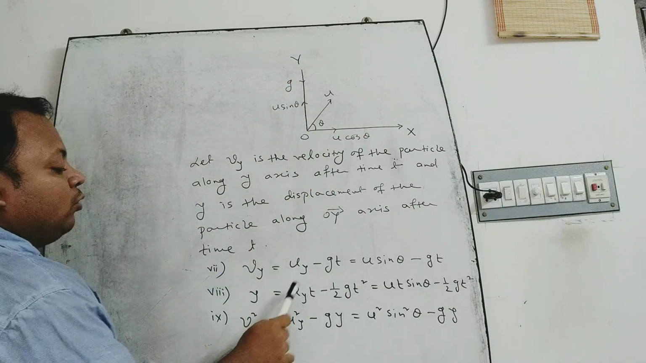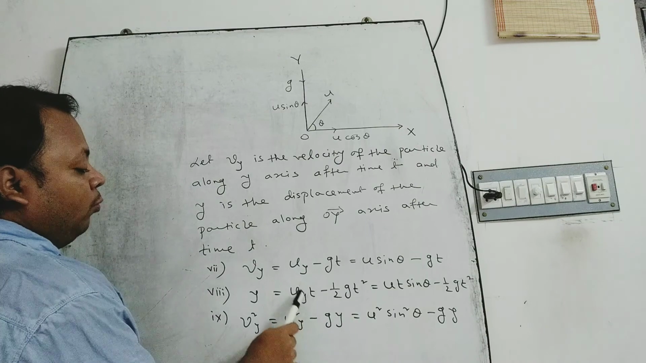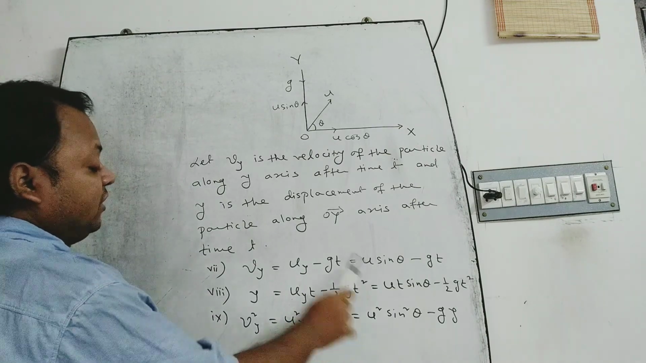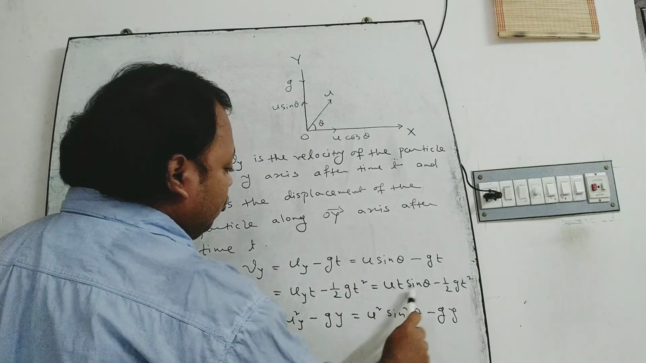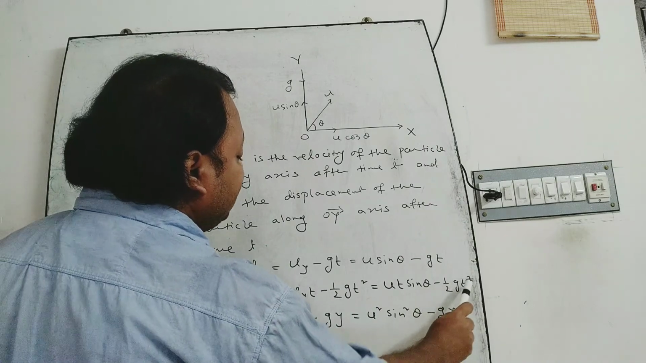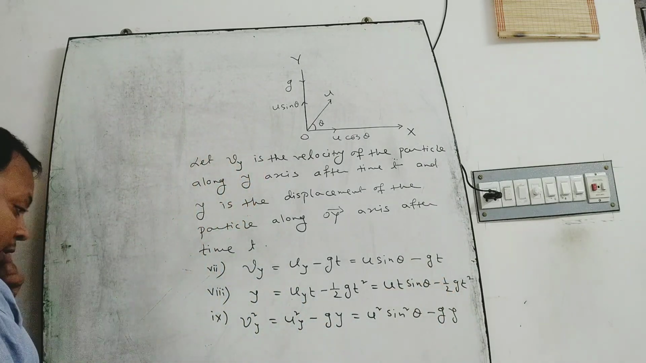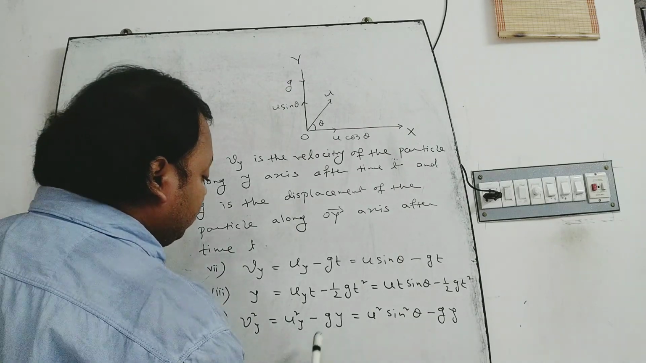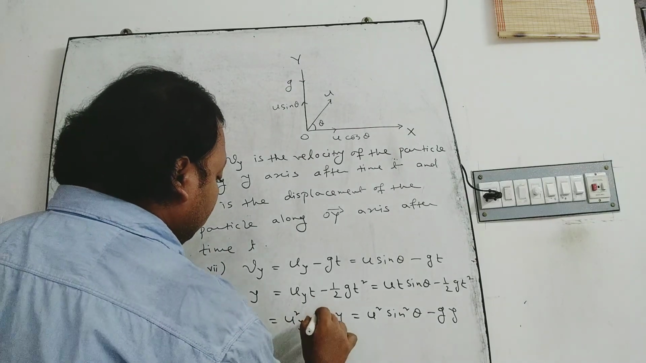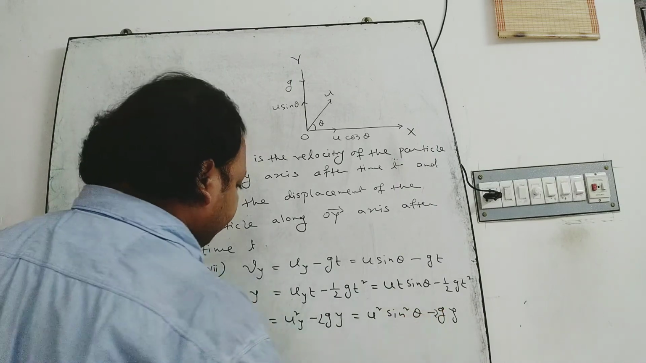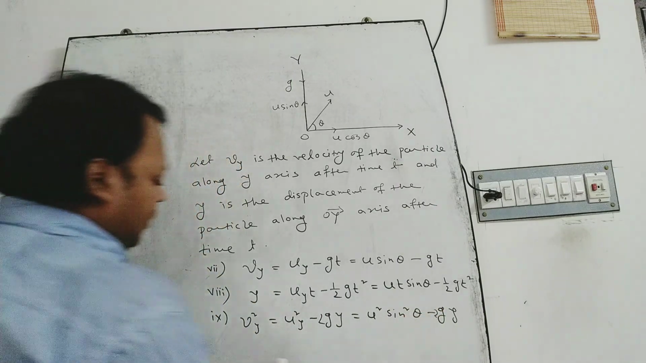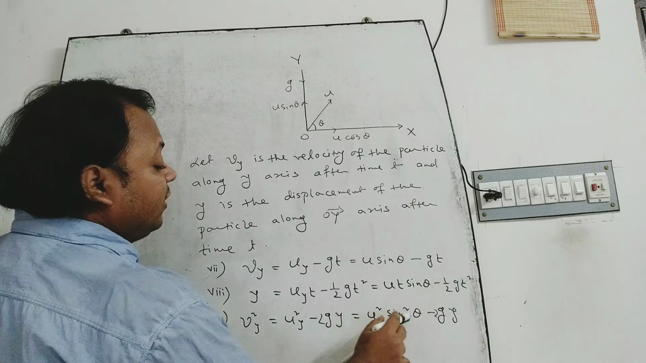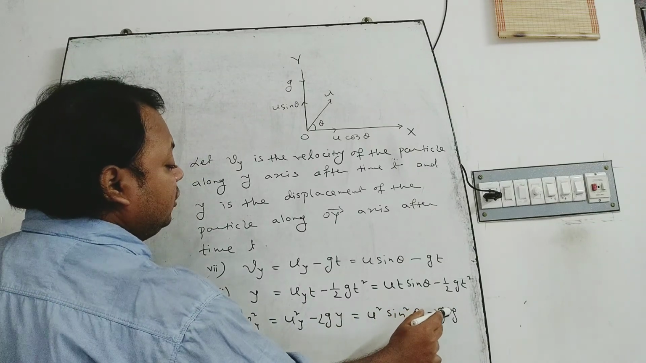Therefore, y is equal to uy into t minus half g t square. This is equal to u t sin theta minus half g t square. And Vy square is equal to uy square minus 2g into y. This gives Vy square is equal to u square sin square theta minus 2g y.